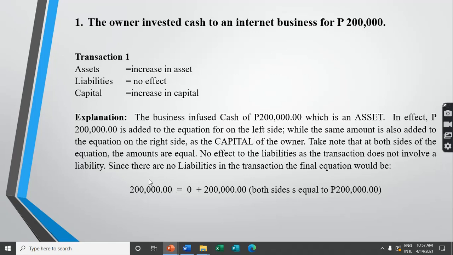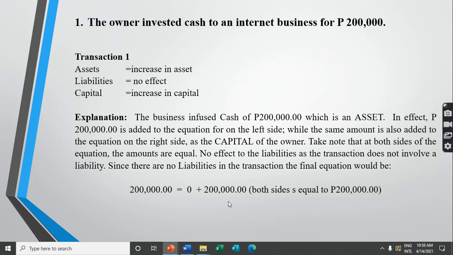Yung accounting equation natin na which is asset is equal to liabilities plus capital. So, nadagdagan yung asset niya which is 200,000. While the same amount is added to the equation on the right side, so the right side niya, as the capital to the owner, so 200,000. Take note that both sides of the equation, the amounts are equal. So, equal yun, di ba? May 200,000 siya dito, may 200,000 din siya dito.